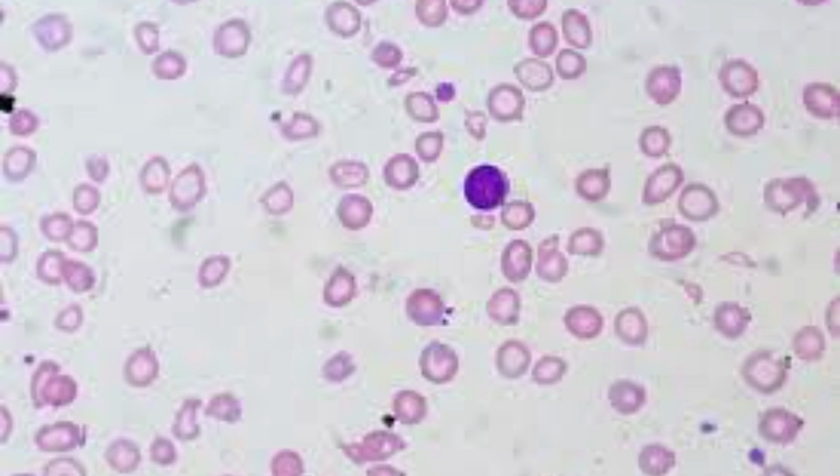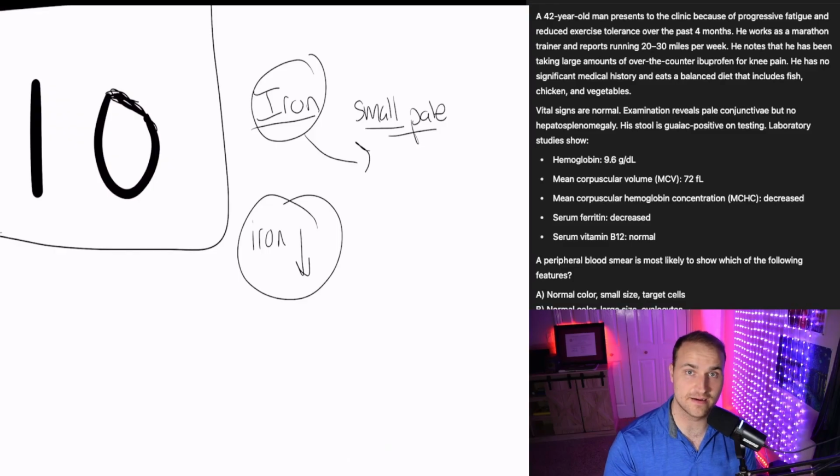The reason we have all these problems is because iron is not produced endogenously. It has to be absorbed from the diet or recycled from senescent red blood cells. Senescent is just a fancy word for old red blood cells. Mature ones, let's say. They've been around for a while. They've got iron to give.